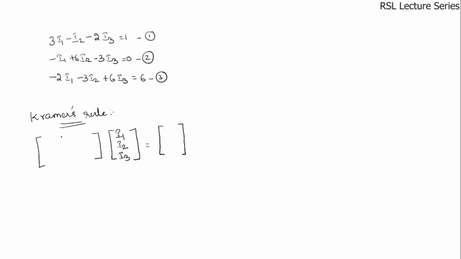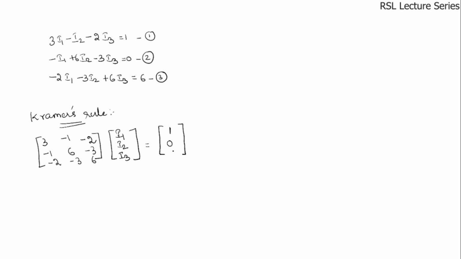Here in the first row, we write the coefficients of I1, I2 and I3 of the first equation. The coefficient of I1 is 3, I2 is minus 1 and I3 is minus 2. On the right hand side, we have 1. Similarly, in the second row, we write the coefficients of the second equation: minus 1, plus 6 and minus 3. On the right hand side we have 0. Next, in the third row we write down the coefficients of the third equation, that is minus 2, minus 3 and plus 6.